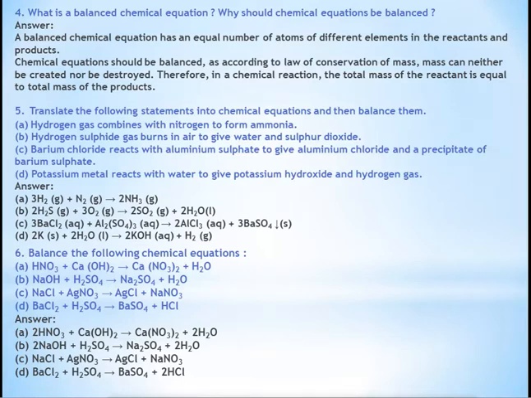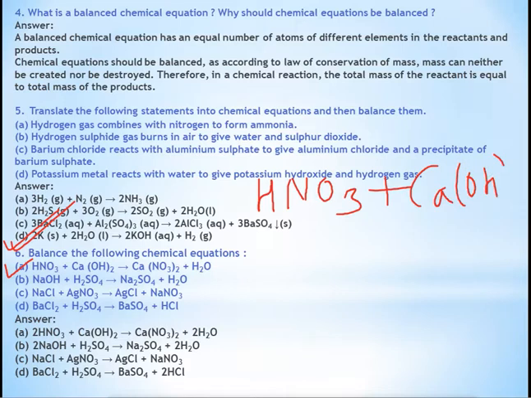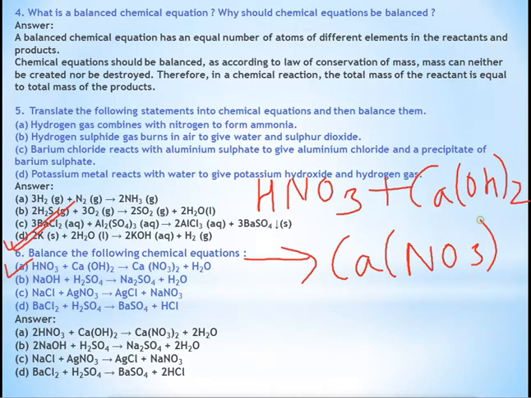Now let's take up the next question, that balance the following chemical reactions. In this the reaction is written, but we have to balance it. So let's take up the first question. HNO3, nitric acid, reacts with calcium hydroxide, Ca(OH)2, to give you calcium nitrate, Ca(NO3)2, plus H2O, that is water. Now we have to balance this equation. So how will we balance this equation?